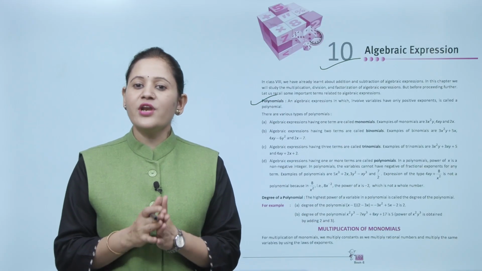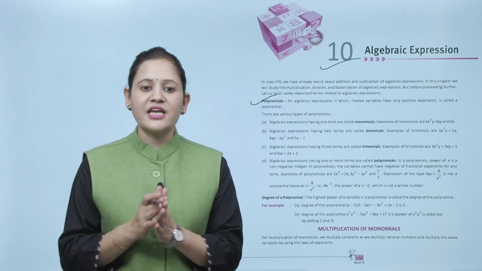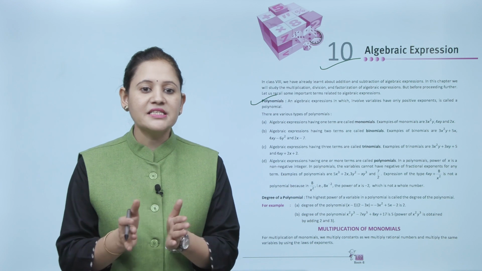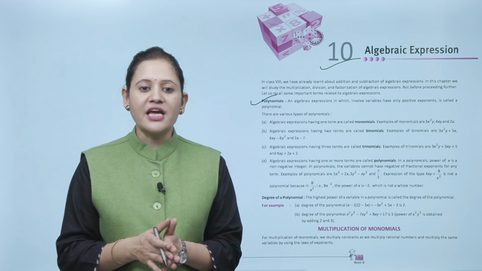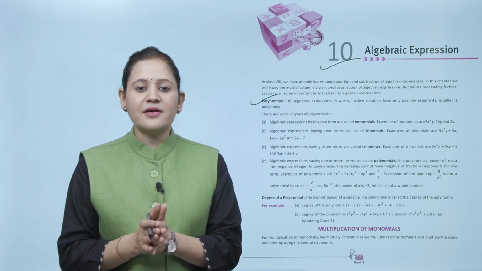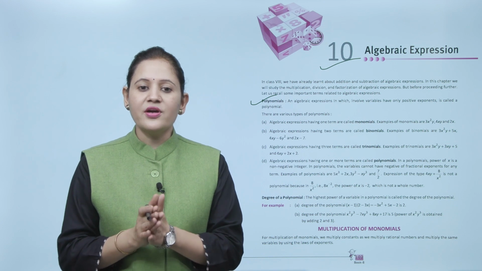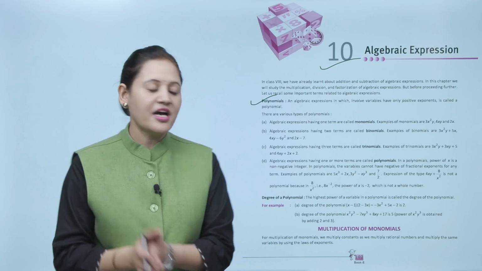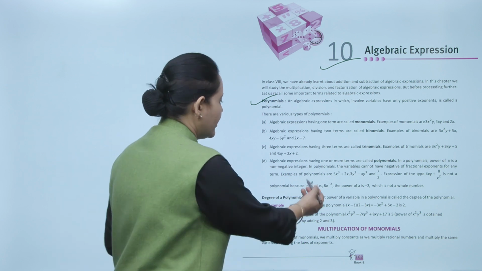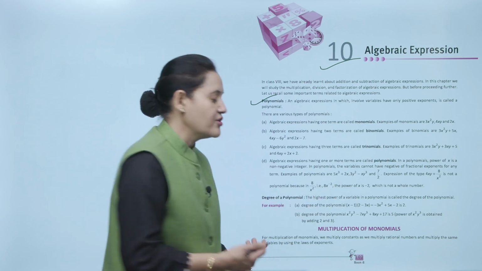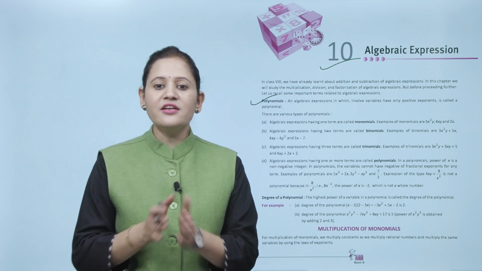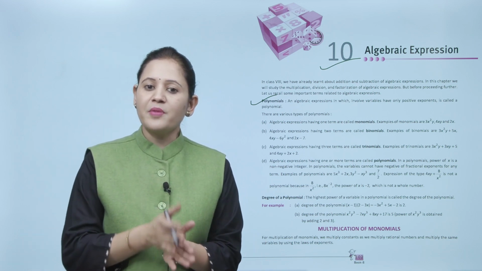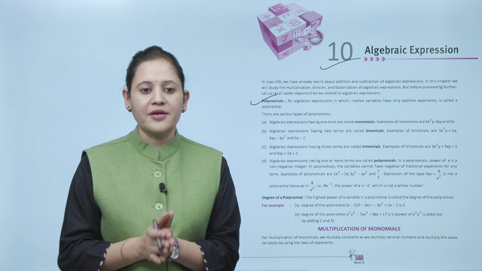Expression of the type 4xy plus 8 upon x square is not a polynomial because in 8 upon x square, for example 8 upon x minus 2, the power of x is negative. So all these are not polynomials because the power is not a whole number.